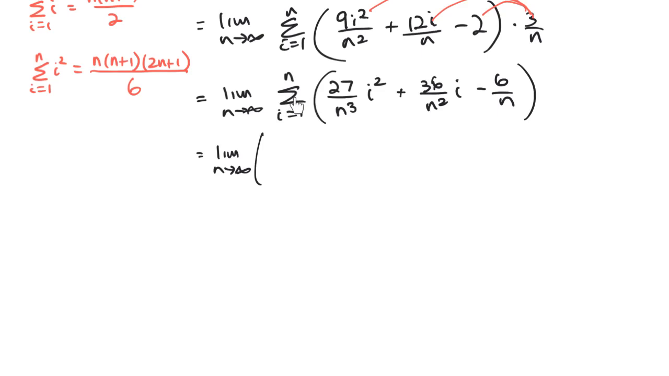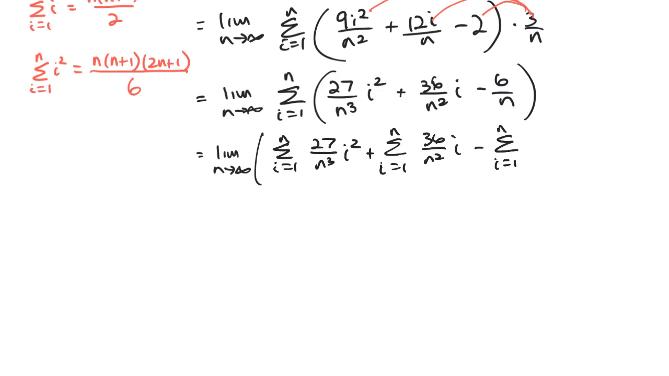It turns out that the summation of all of these sums is the same as the sum of all the summations. So I can individually take these sums. So doing that, we would get the summation I equals 1 to n of 27 over n cubed times I squared, plus the summation I equals 1 to n, 36 over n squared times I, and then minus summation of I equals 1 to n of 6 over n.